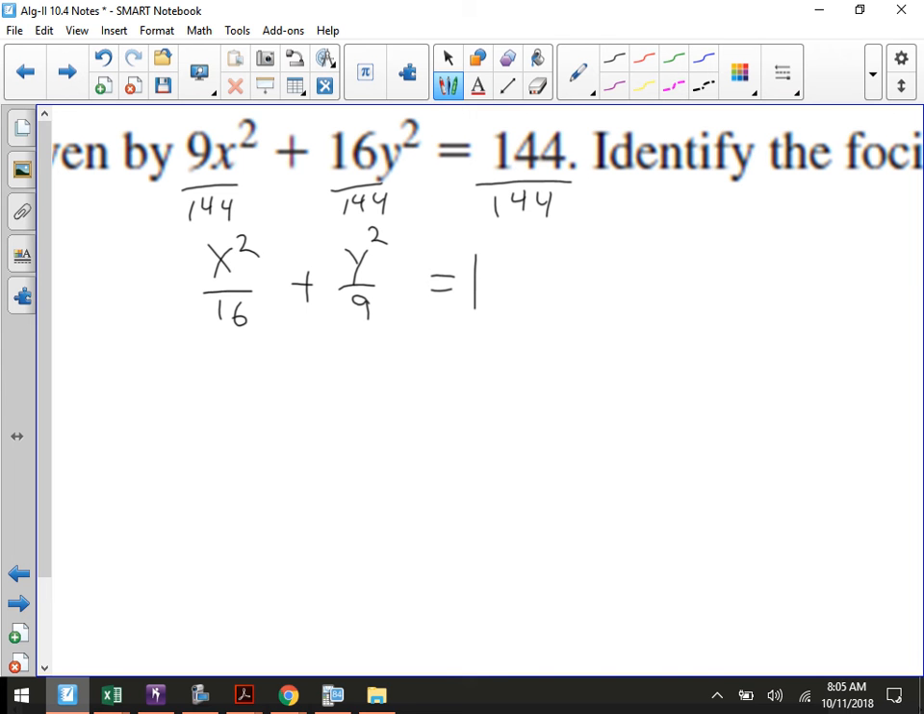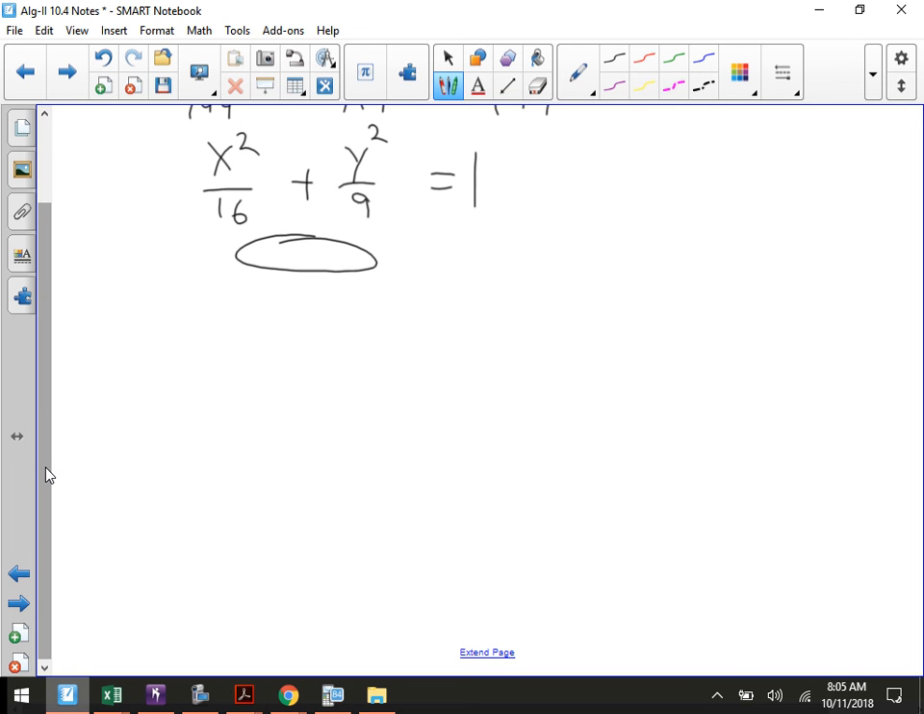Which way is this stretched? Left and right or up and down? Left and right. It's left and right because 16 is larger than 9. So that we know this goes like that. And here's how I do this stuff. Once I know that my center is located at 0, 0, because there's no h, there's no k. We're not worrying about that stuff yet.